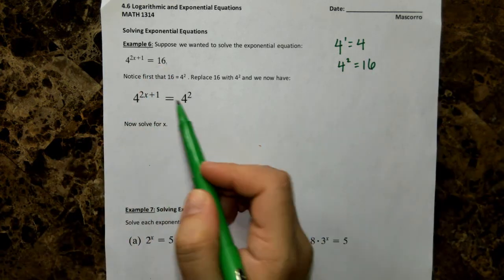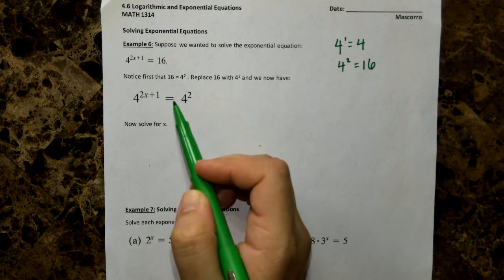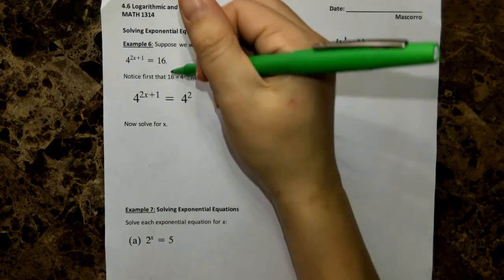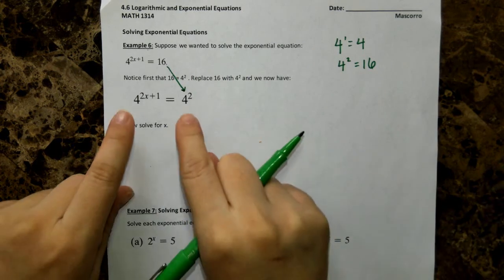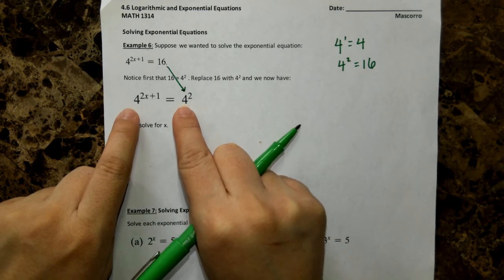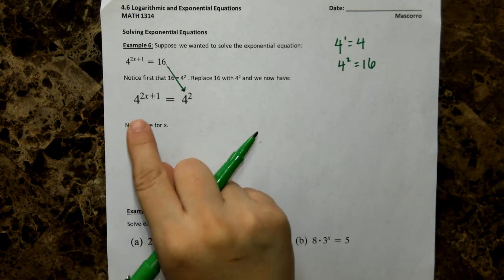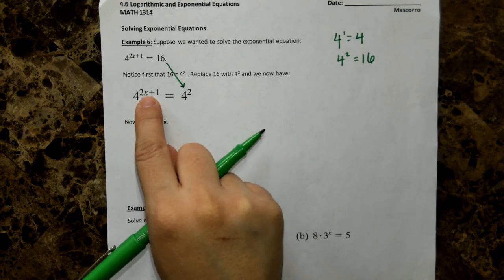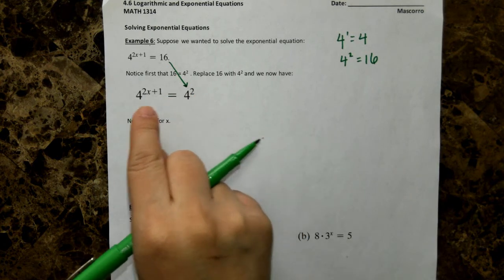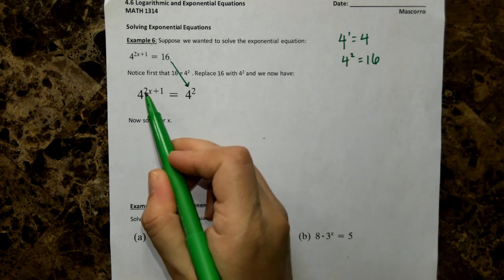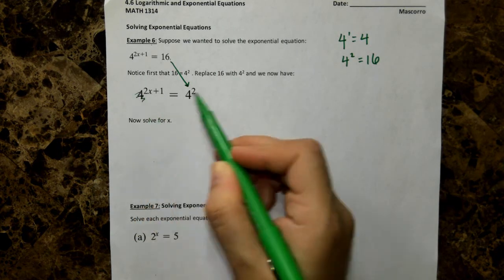And that's exactly what I've already done for us. So we have 4 to the 2x plus 1 power equals, and instead of 16, I've rewritten it as 4 squared. Now why did I do that? The reason is because I wanted them to have the same base. Because if they have the same base, I essentially can cancel them out. I have 4 to some power equals 4 to the second power. If you know that the bases are both 4, then you know that the powers must also be equal. So essentially, you can just cancel out these bases.